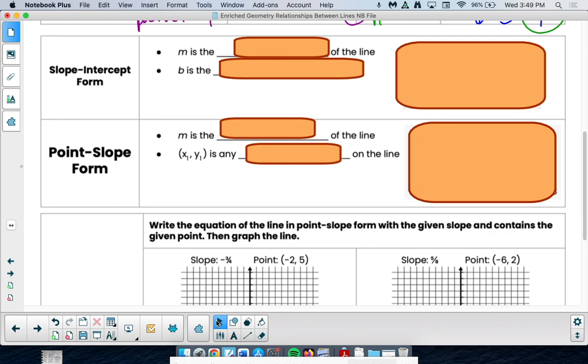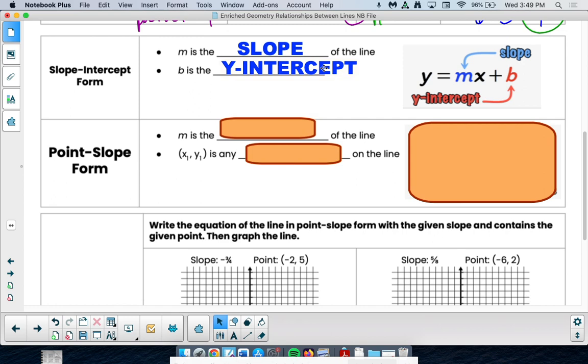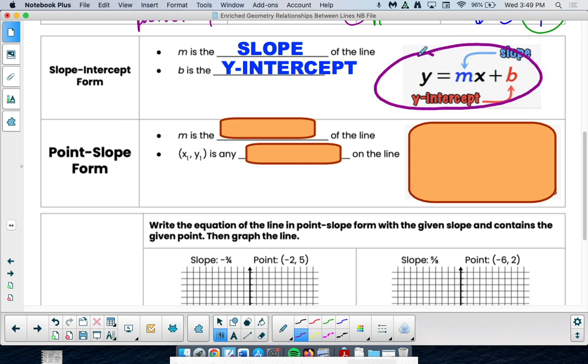So let's talk about a few things here. This is your slope-intercept form. You definitely want to write that down. y equals mx plus b, where m is the slope of your line and b is the y-intercept. Maybe you want to put these arrows in your notes, but you definitely want to get this formula down. That's your y-intercept. All right, so slope-intercept form.